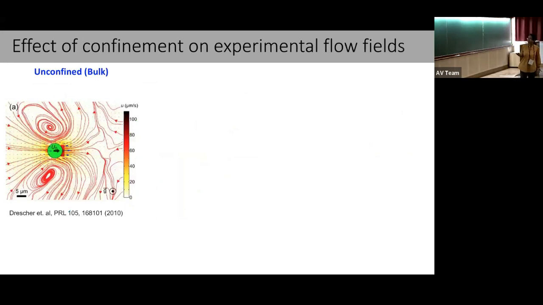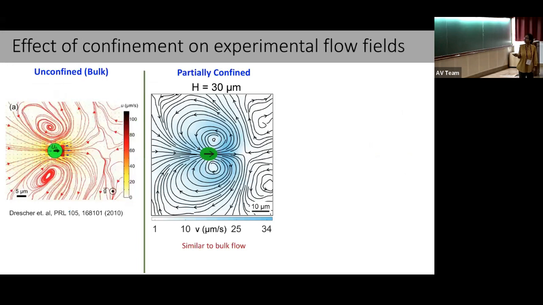And so here is the unconfined flow field by these authors. And then in a partially confined regime, this is what we found. It's very similar to the unconfined flow field, except that these outer vortices have become closer, and the stagnation point is also closer to the cell body. Otherwise, the direction of vortices, everything else seems very similar.